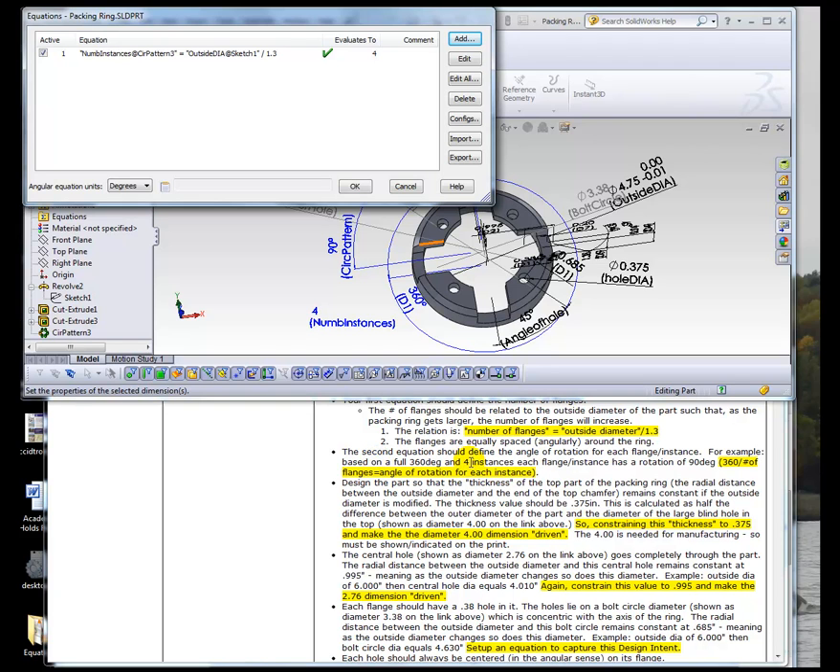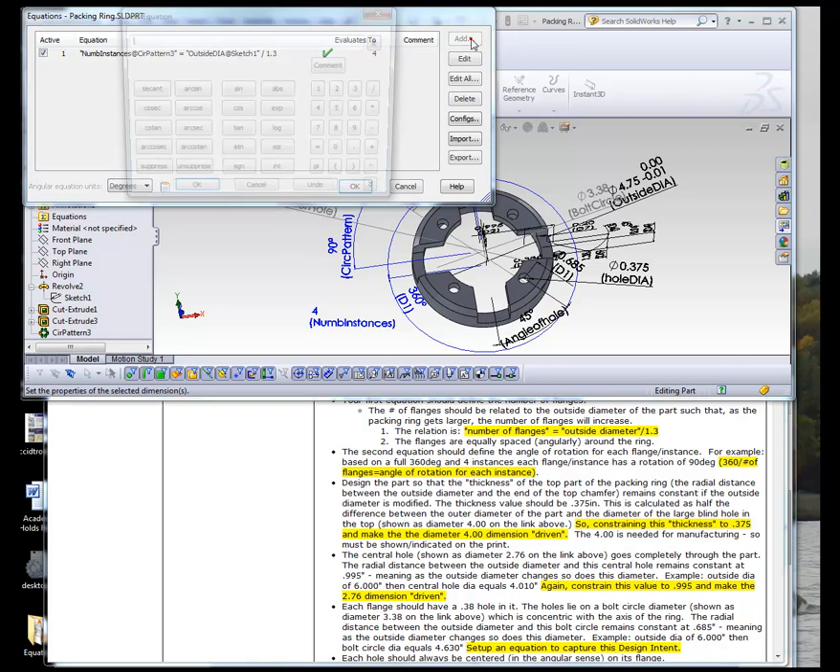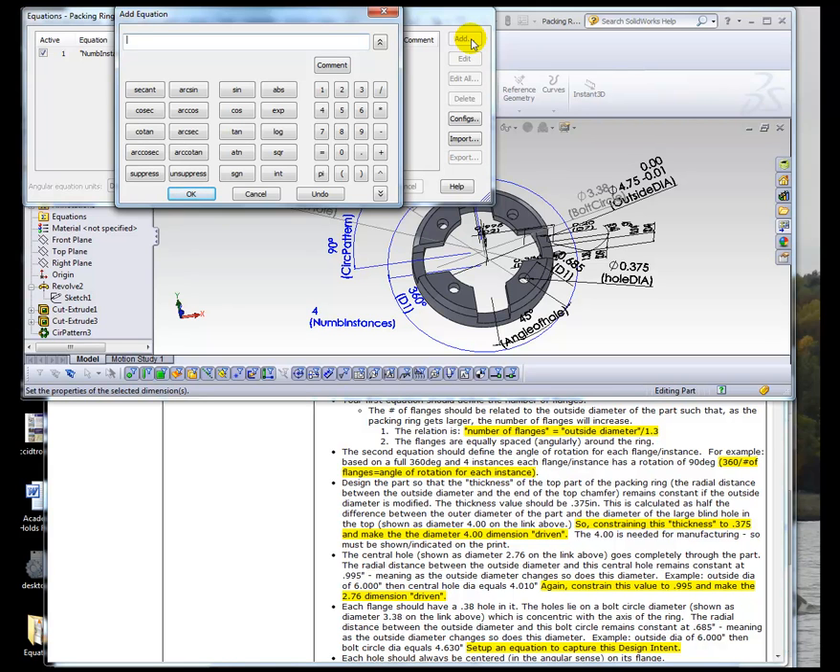The next equation is the angle for each of these rotations, or the angle for each of these instances. So again, we want to add an equation. And then what's dependent? It's the angle, so it's this one, circular pattern, 90 degrees equals what? Well, based on a full 360 degrees, it would be 360 divided by the number of flanges. So 360 divided by, and then what? Well, it's not a constant, it changes. So again, it's the number of instances.